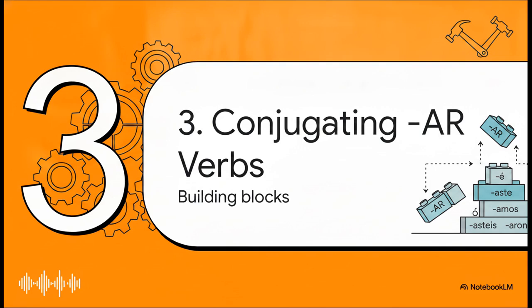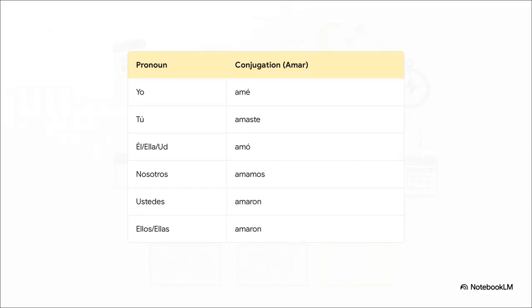Section 3. Conjugating AR verbs. Building blocks with the verb amar. All right, this brilliantly illustrates the pattern using the verb amar, to love.